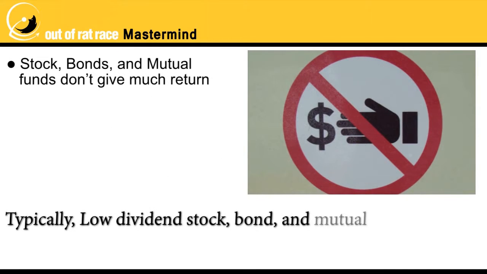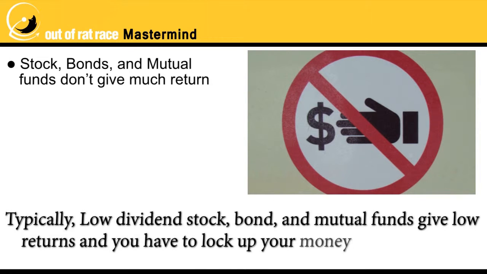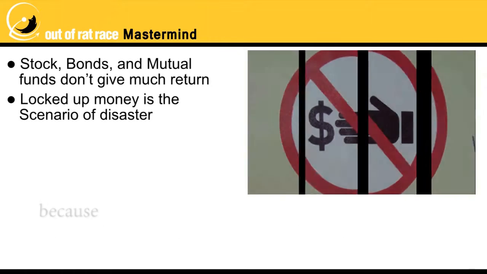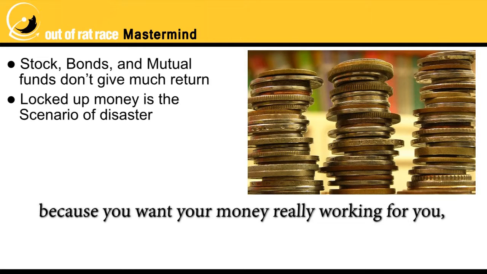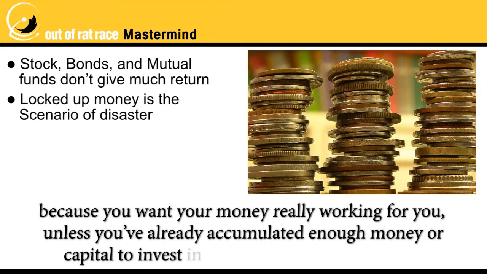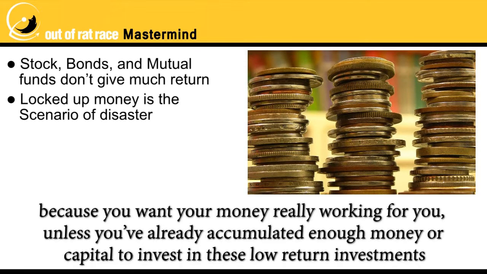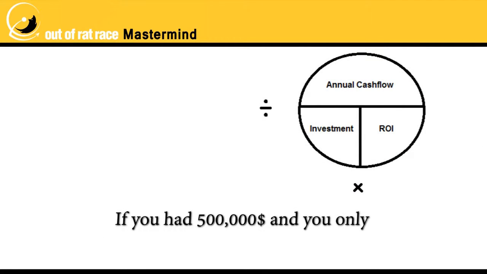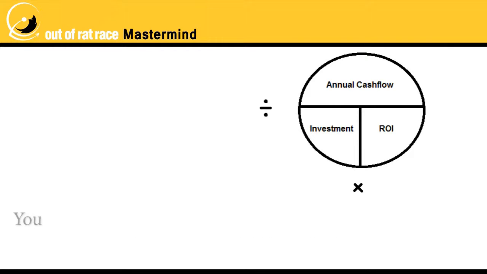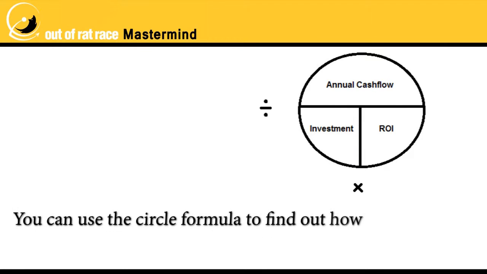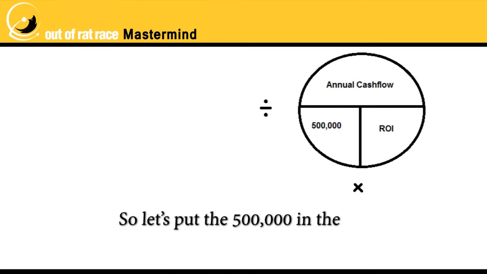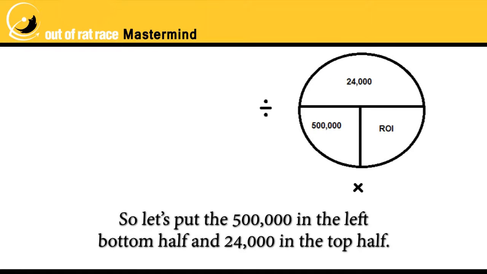Typically, low dividend stock, bond, and mutual funds give low returns and have to lock up your money for a long time. This is called the scenario of disaster, because you want your money really working for you, unless you've already accumulated enough money or capital to invest in these low return investments, and you hit your out of rat race number. For example, if you had $500,000 and you only needed $2,000 a month income, you can use the circle formula to find out how much interest rate you need to invest in order to get out of the rat race. So let's put the $500,000 in the left bottom half and $24,000 in the top half.